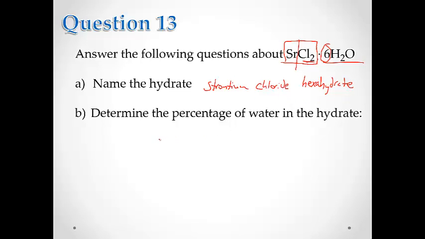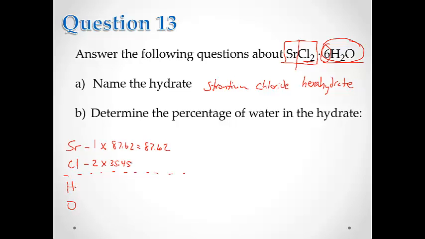Now the percentage of water is very similar to the percent composition that we've done before. It's a little special because again we want to treat the water differently. We're looking for how much mass all of those water molecules make up out of the whole. So list out your elements: strontium, chlorine, hydrogen, and oxygen. Kind of break this into two parts here. Strontium, you have one of those at a mass of 87.62. The chlorine, we have two of those, each one being 35.45.